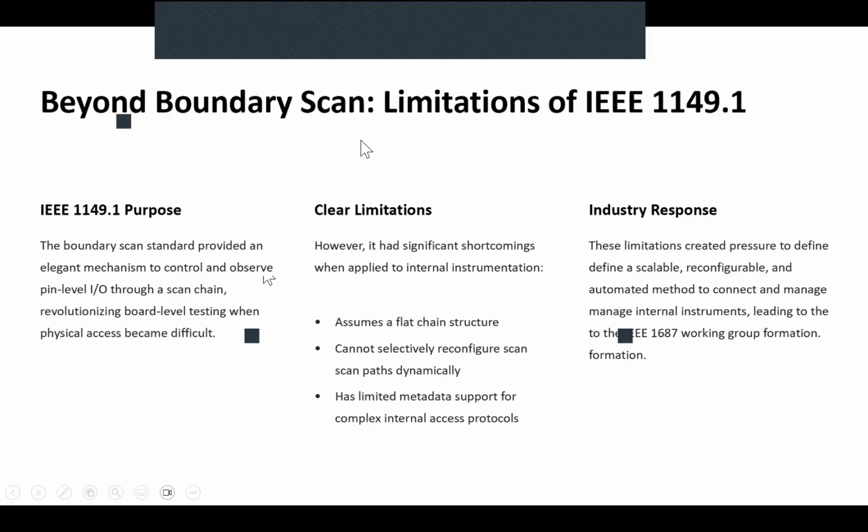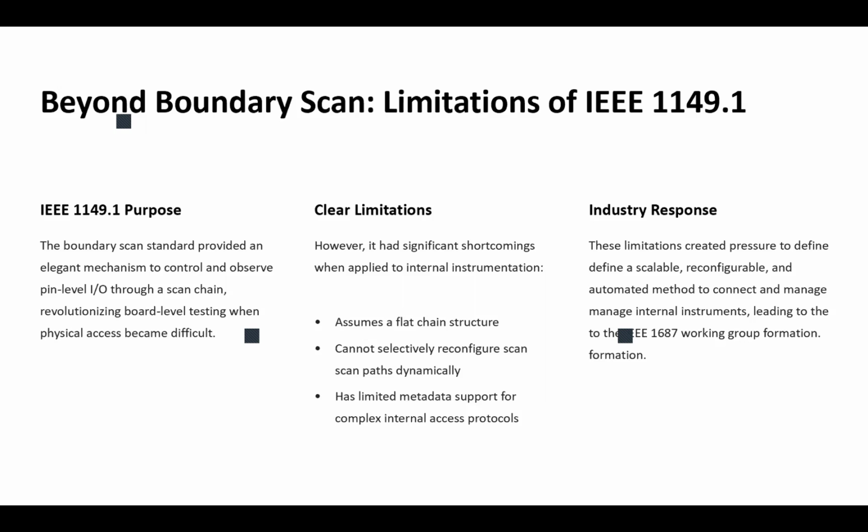Now, before we move forward, let's go deeper on boundary scan and the limitation of 1149 Part 1. Although this boundary scan standard provides an elegant mechanism to control or observe the pin level using the scan cells or the scan chain, it also gives us the ability of board level testing in a situation where physical access is not easy to achieve. The IEEE 1149 Part 1 was originally developed to help test the connection between the chips on a circuit board.